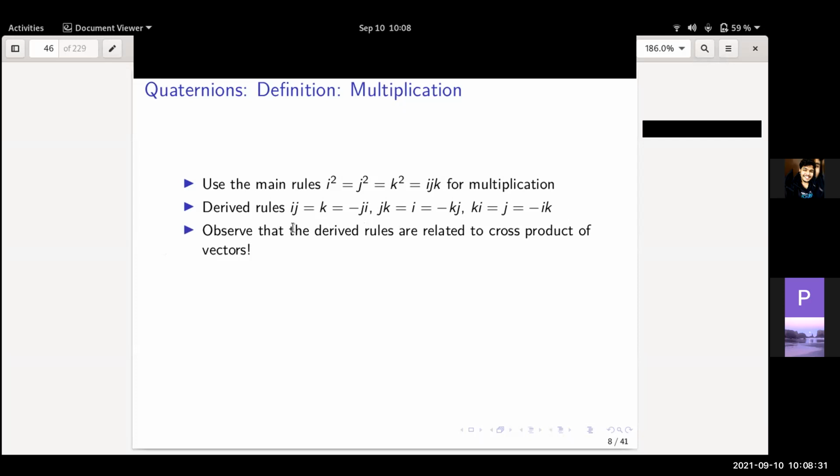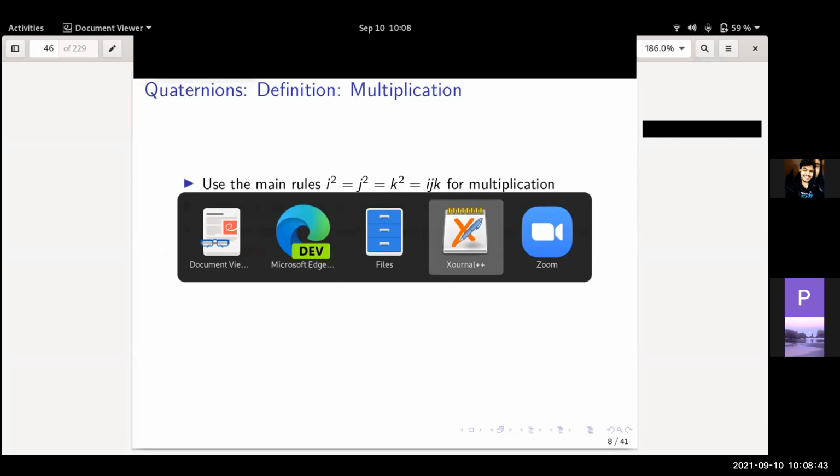Sir, that second part of the equation, like k equal to minus ji, how do you prove that, sir? Did we not attempt that? Sir, we only took the first part, ij equal to k.